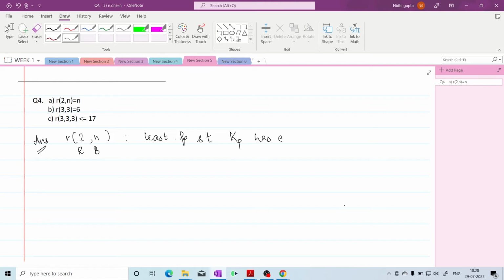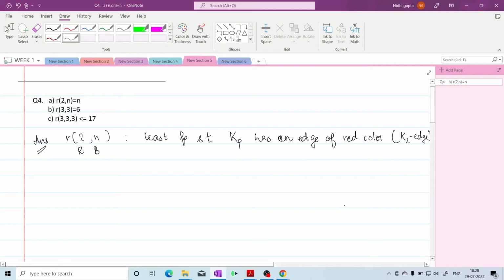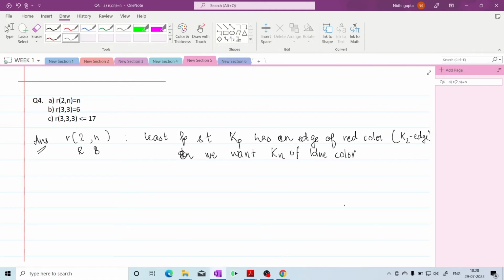So R(2,n) is the least p such that Kp has an edge of red color. Why an edge? Because K2 is a complete graph on two vertices, which is just an edge. Or we want a Kn of blue color. So is it obvious why R(2,n) should be n?